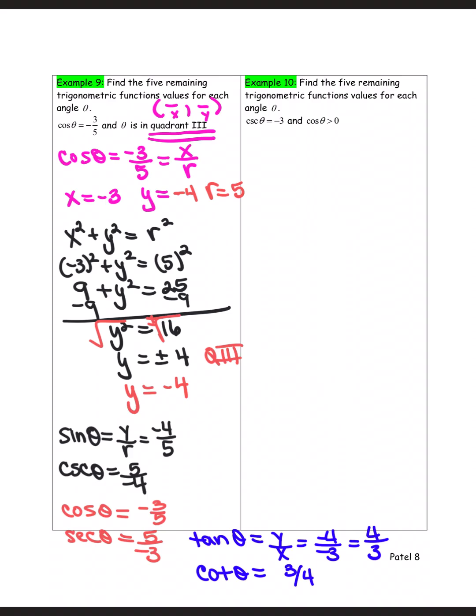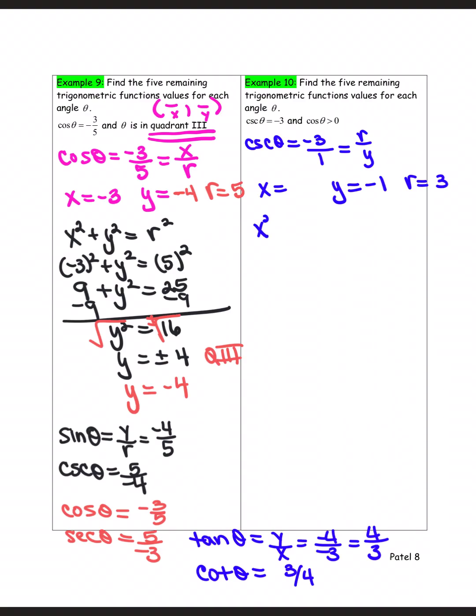Example 10, we're given cosecant of theta is negative 3, and cosine of theta is greater than 0. So the fact that cosecant of theta is negative 3, remember the ratio will be negative 3 over 1. So we know that the ratio for cosecant of theta is r over y. So r can't be negative 3, so therefore r has to be 3 because it has to be always positive. So therefore y has to be negative 1. And we will find x.